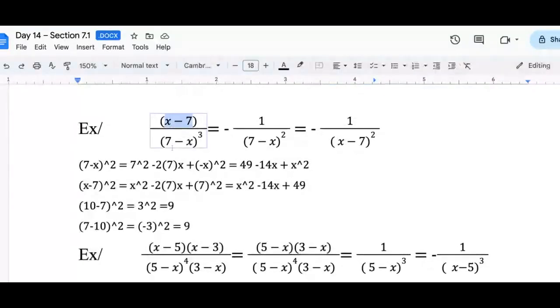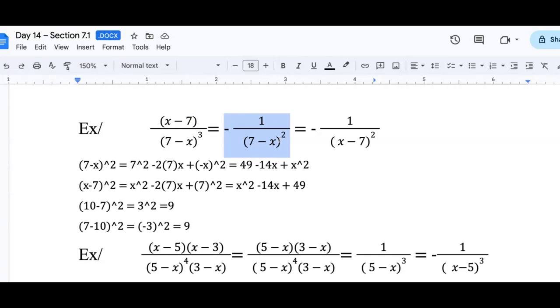Similarly, this one, x minus 7, then this is 7 minus x cubed, right? X minus 7 can be written as negative 7 minus x. So 7 minus x simplifies one factor in the denominator, so we get negative 1 over 7 minus x squared. 7 minus x squared is the same as x minus 7 squared, right? Because it's squared, so the order inside does not matter.